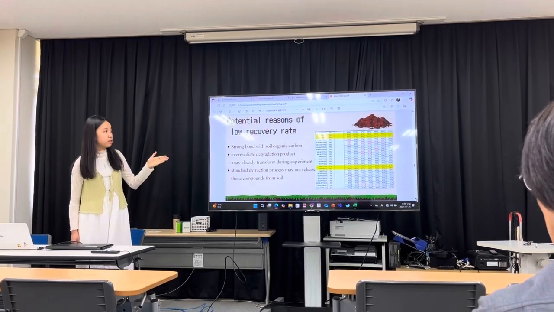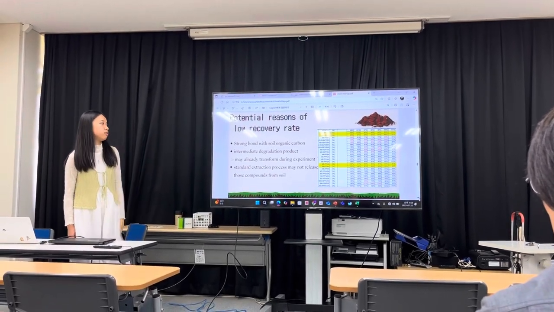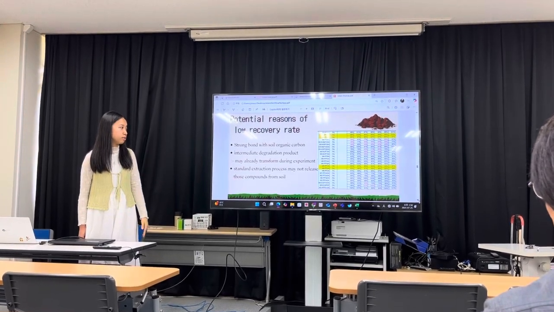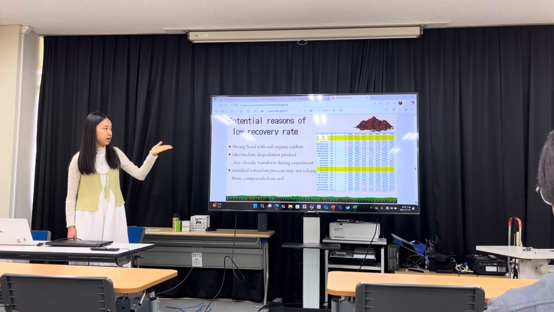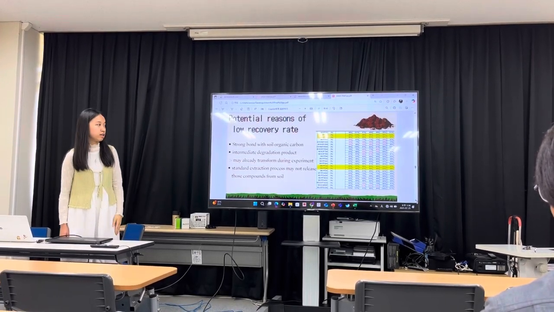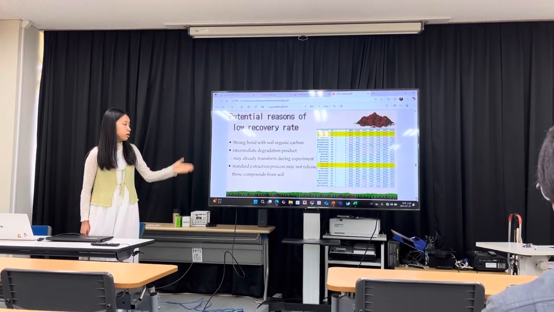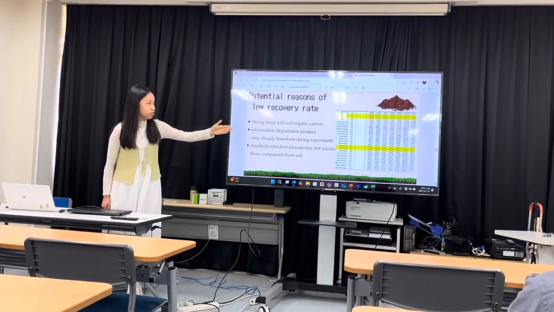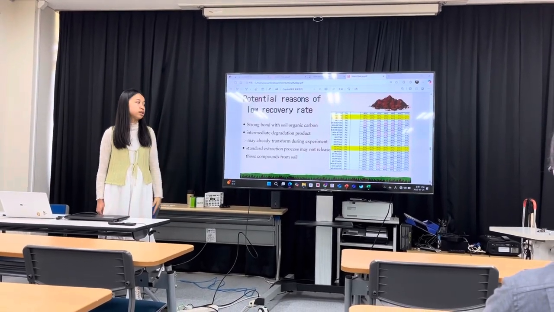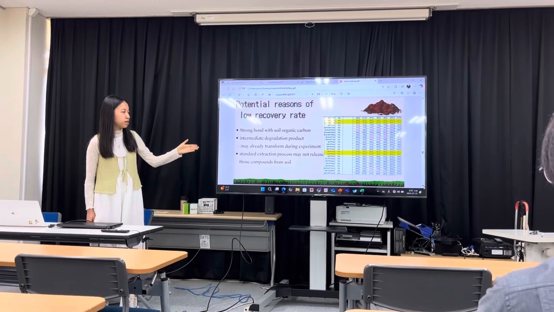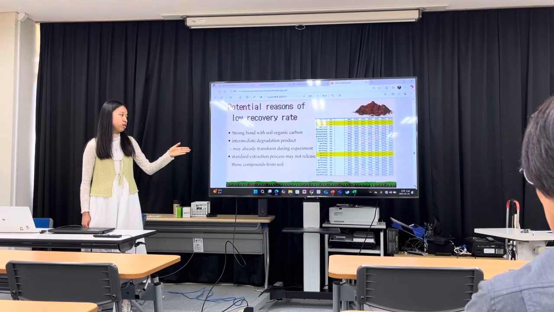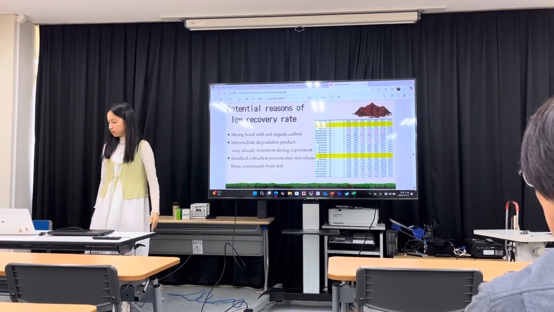Yeah, the potential reasons for the low recovery rate. First, it's mainly because of the strong bond with soil organic carbon. As I said in the previous slides, the sulfonic is mainly bound with soil matter, and carboxylic binds with water more. And also, the intermediate degradation product may already have transformed during the experiment. And also, the standard extraction process, like the experimental procedure we have done, may not release those compounds from soil.